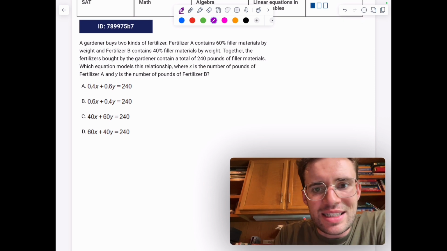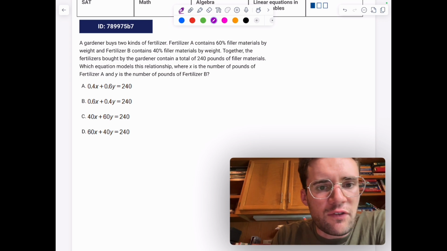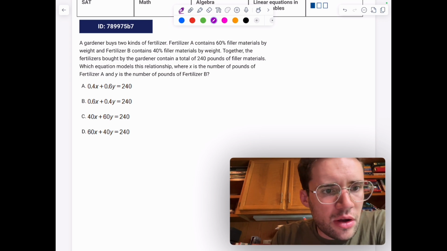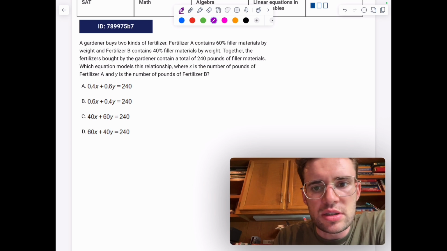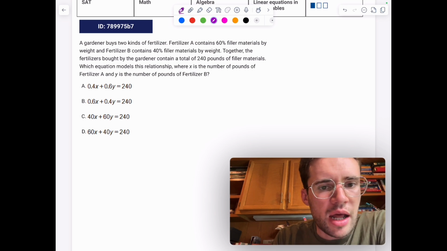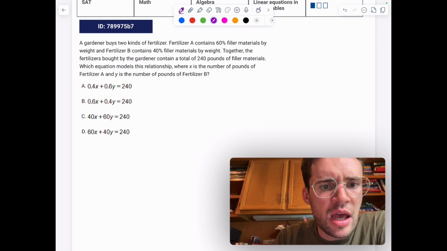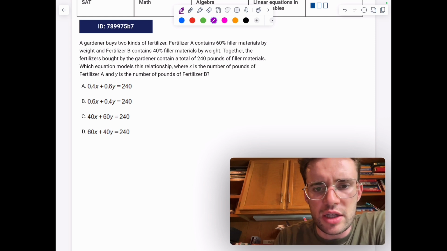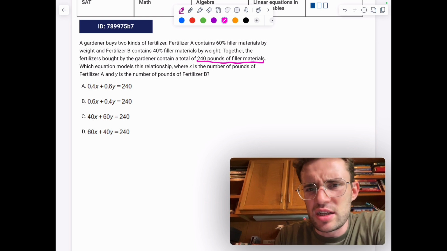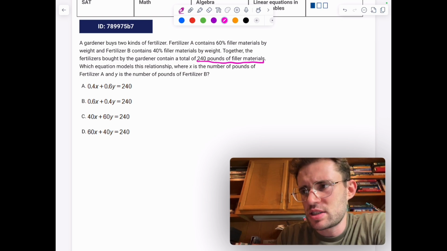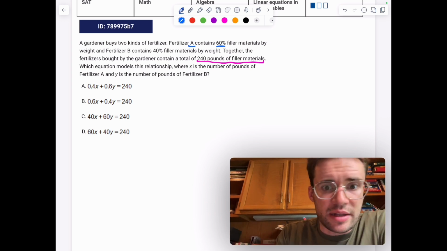All right, a gardener buys 2 kinds of fertilizers. Fertilizer A contains 60% filler materials by weight, and fertilizer B contains 40% filler materials by weight. Together, the fertilizers bought by the gardener contain a total of 240 pounds of filler materials. Which equation models this relationship, where x is the number of pounds of fertilizer A and y is the number of pounds of fertilizer B? Missed this part, where it's 240 pounds of filler materials. I was looking if we had to do like 1 minus 60%, because I'd want the non-filler materials, but A is 60%, so it's 0.6.